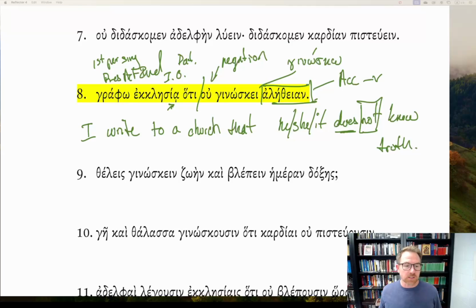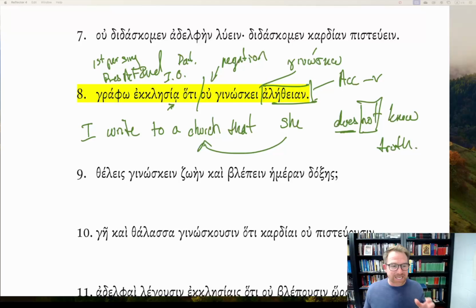So I would translate the sentence: I write to a church that probably she, because the subject of ginosko is probably implied from the church, that she does not know truth. Or we could say that it does not know truth, because we tend to not think of the church in feminine terms necessarily. So again, in each of these instances, you have to pay careful attention to what is the ending, the dative ending on ekklesia, the accusative ending on alethiean, and that's going to tell you what function the noun is serving in the sentence.